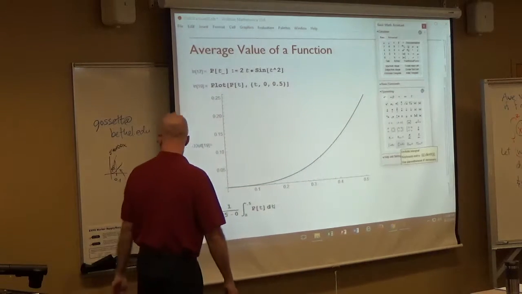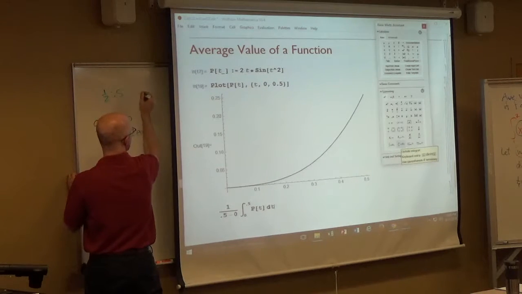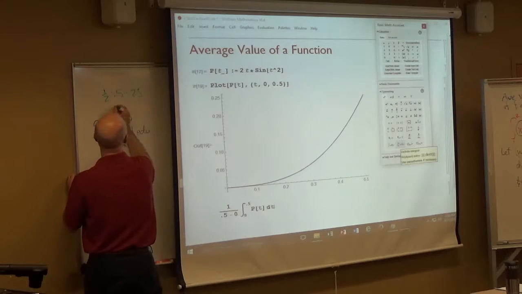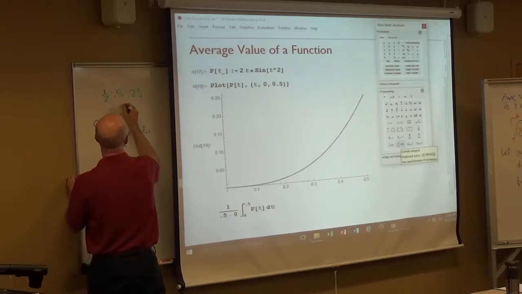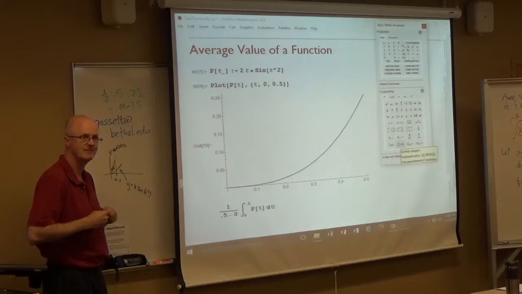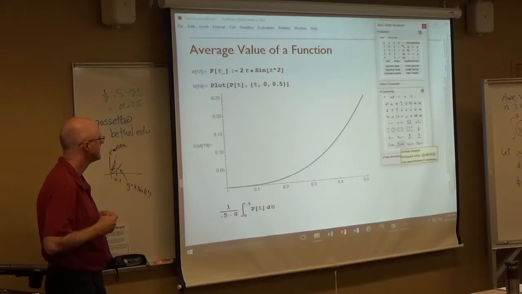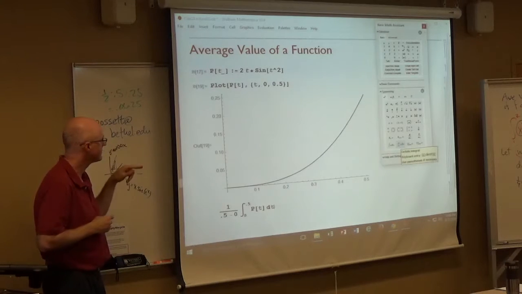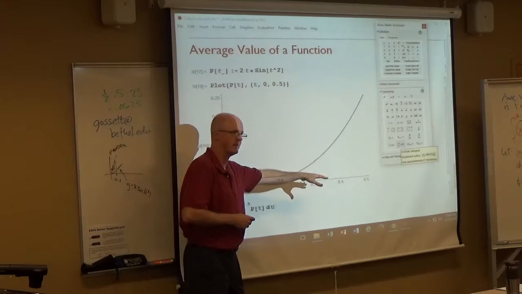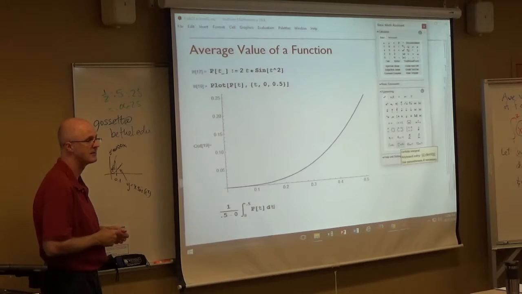One half base times height is 1/2 times 0.5 times, what's the height? 0.25. Trying to do that in my head. I think it's 0.0625. Certainly less. The integral is going to be less than that. The average value would be less than that divided by 0.5, the interval. Less than double this. It's going to be less than 0.125.